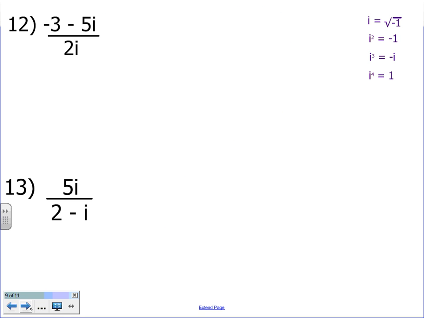All right, how do we divide using imaginary numbers? Well, here, it's almost like radicals. You can't have a problem that looks like this: 4 divided by the square root of 3.